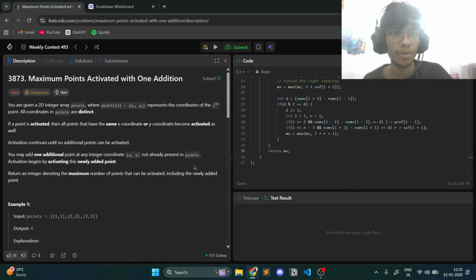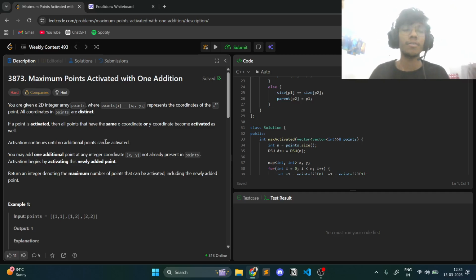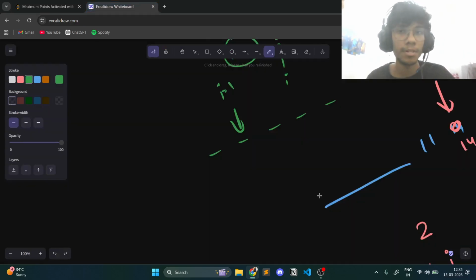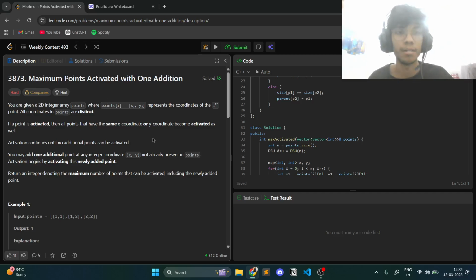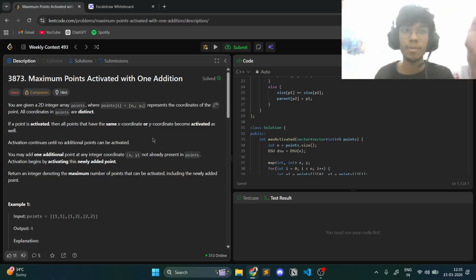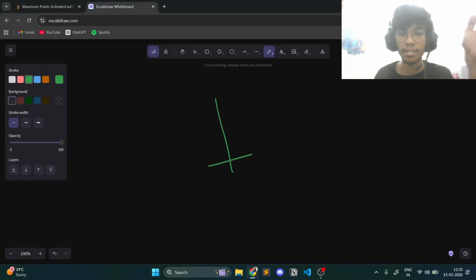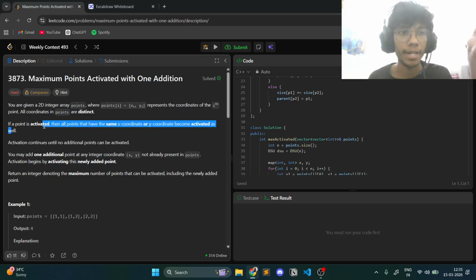Now on to the fourth problem, and the fourth problem is actually easier than the third one. So in the fourth problem, we have been given coordinates. Basically we have been given this 2D Cartesian plane of xy coordinates. So this is my Cartesian plane, and we have been given these coordinates, right? And then it says that if a point is activated, then all points that have the same x or same y coordinate become activated as well.